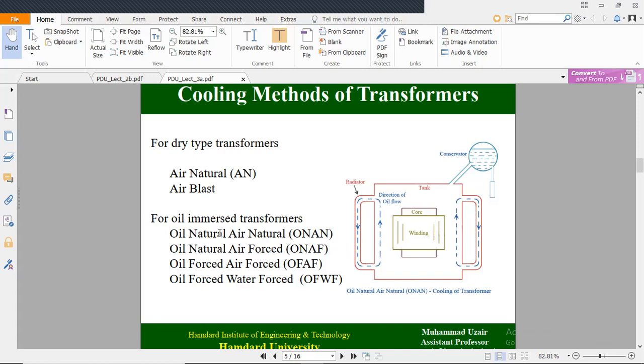Now moving toward the next section, for the oil immersed transformer: oil natural air natural, oil natural air force, oil force air force, and oil force water force. These are the mechanisms, and secondly, water is also circulated in between these fins.